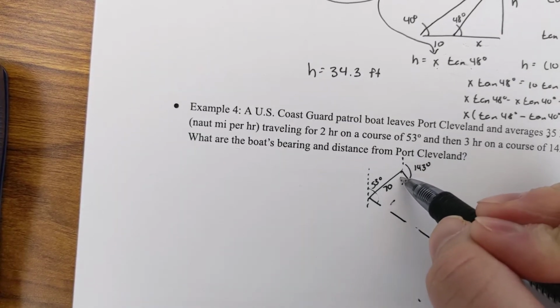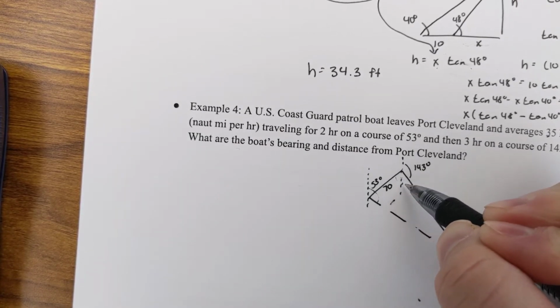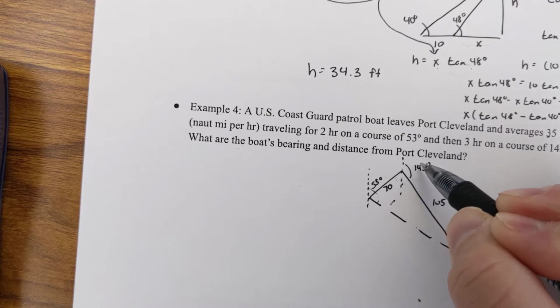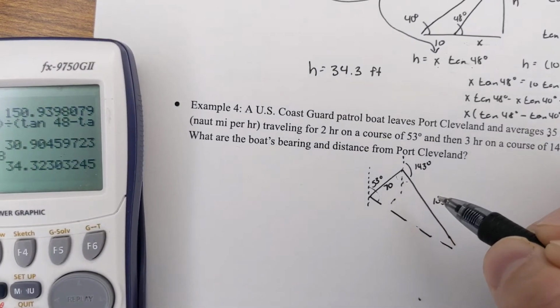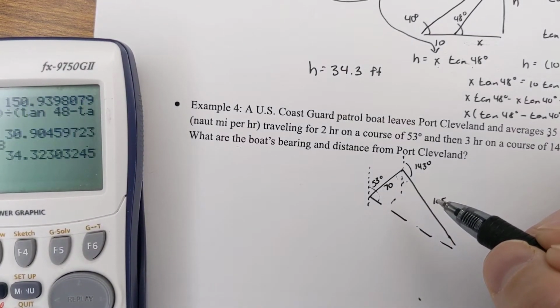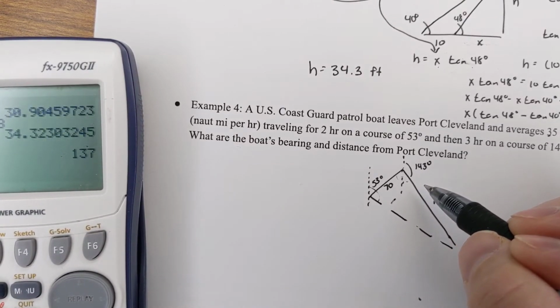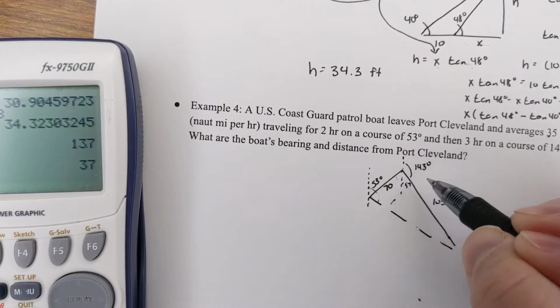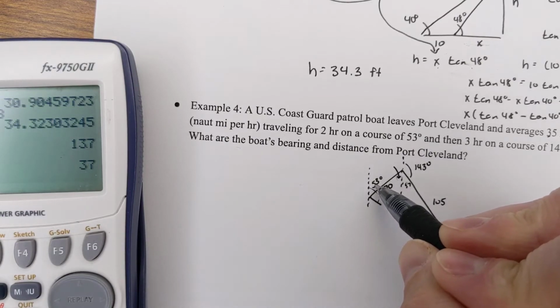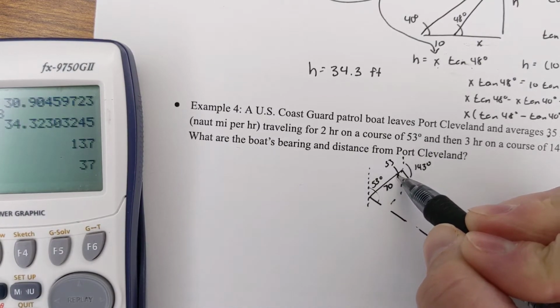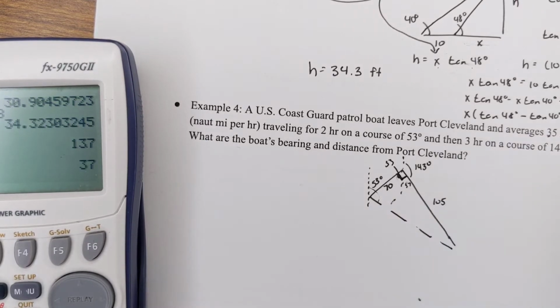I need to figure out what that total angle is here. Well, this makes a straight line, so that's 143. This little piece right there is 180 minus 143, so it's 37 in here. This piece is alternate interior to this guy, so it's 53, which means that chunk is a right angle there, which means I can use Pythagoras to find the distance.